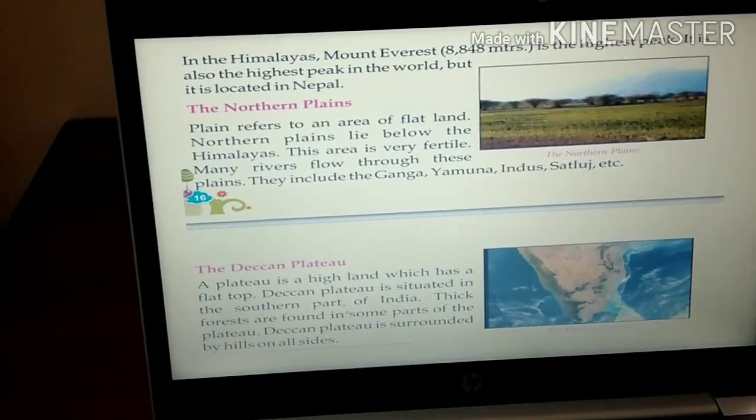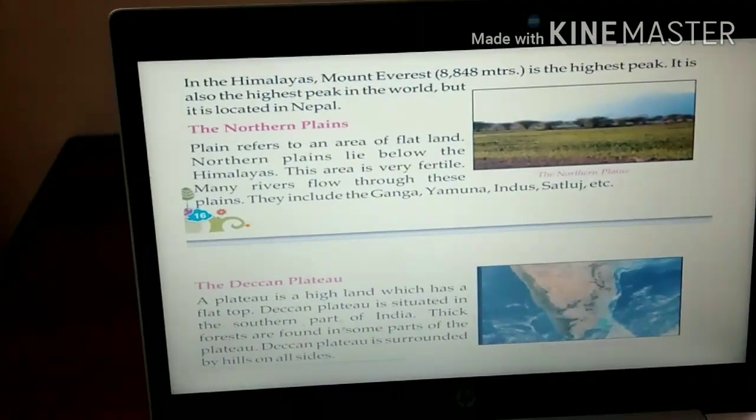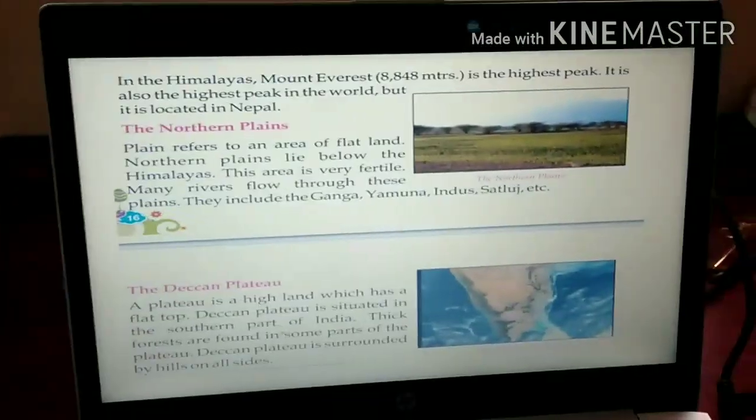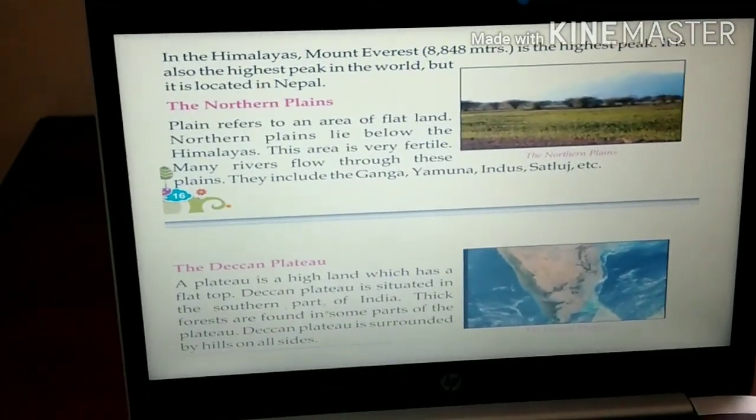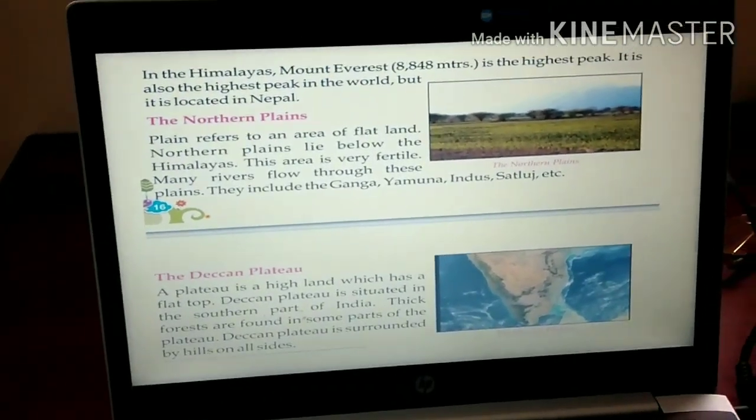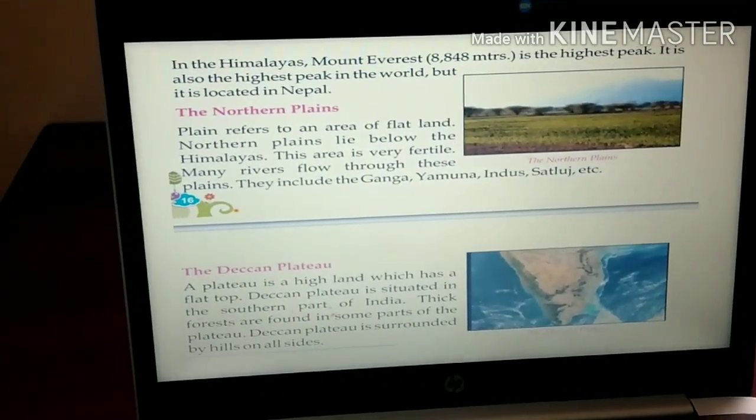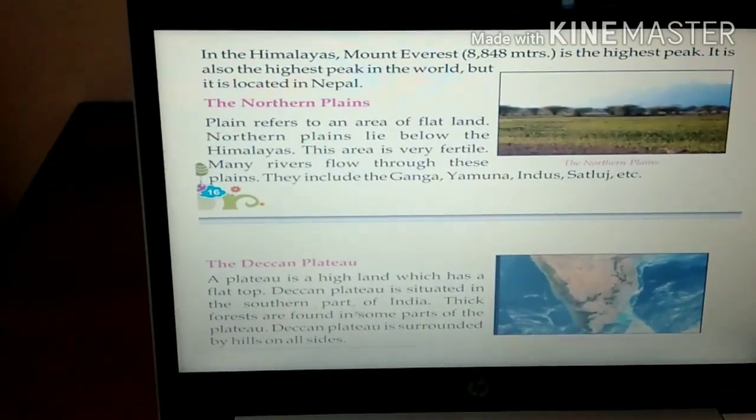Now, the northern plains. Plain refers to an area of flat land. Northern plains lie below the Himalayas. This area is very fertile. Many rivers flow through these plains. They include the Ganga, Yamuna, Indus, Satluj, etc. I hope northern plains and the northern mountains are clear to everybody.